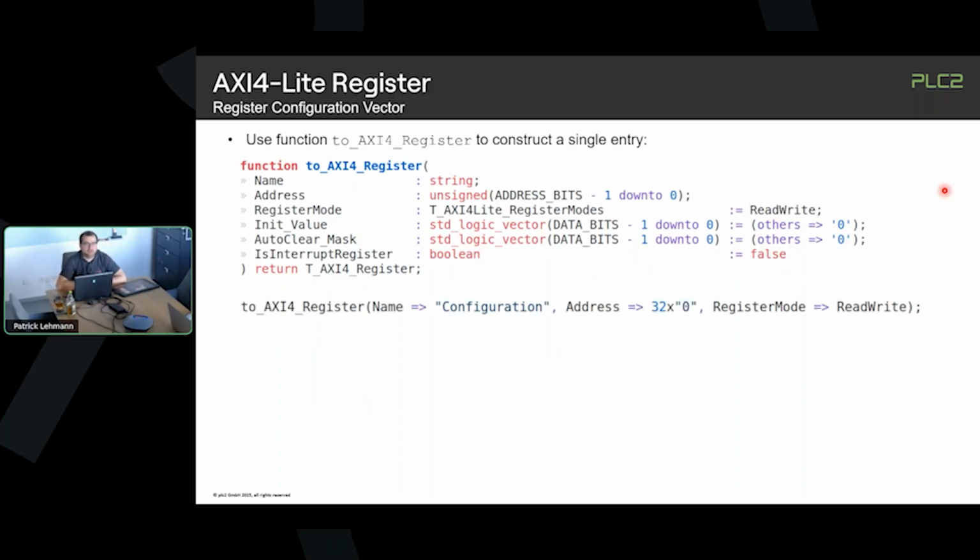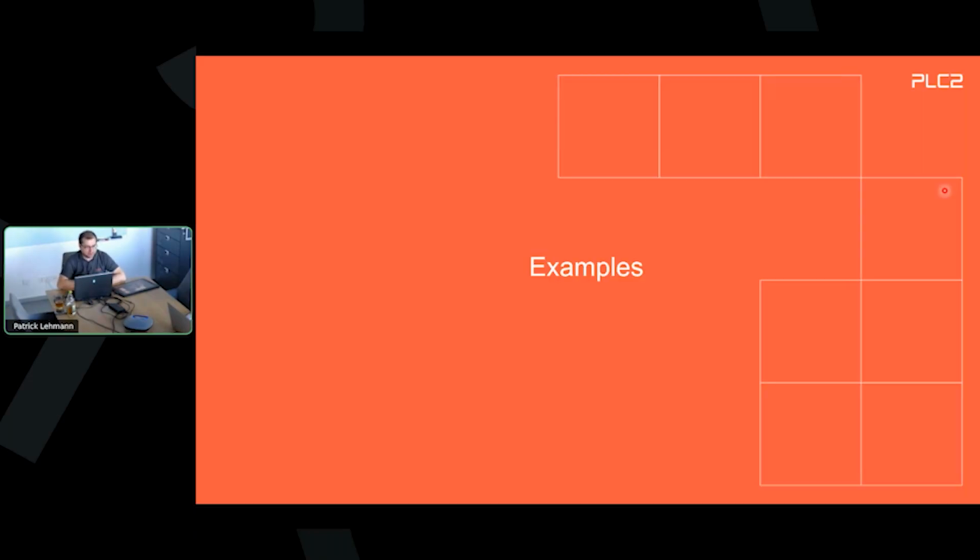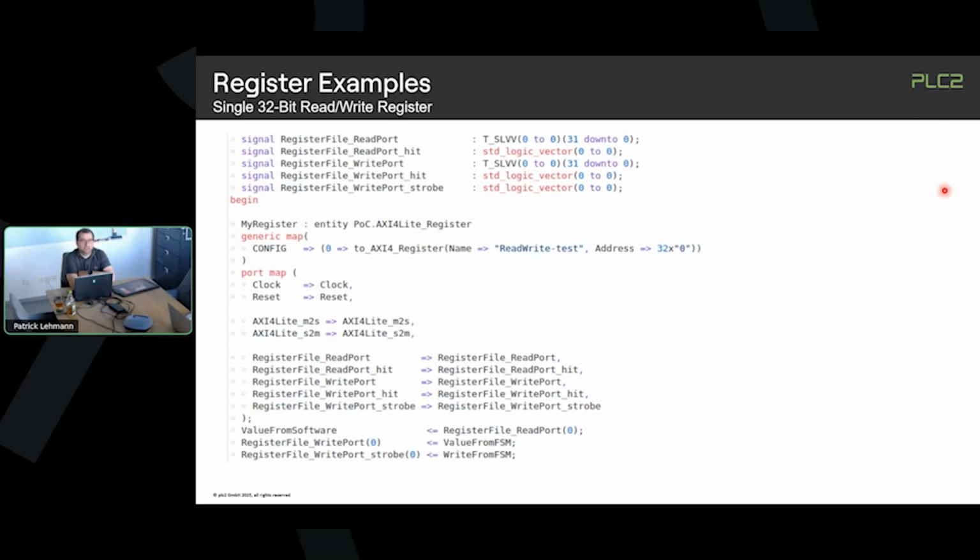So the easiest way to use it is to_axi4_register with a name, an address, and the mode, and that's it. That's all you need so far for configuring individual registers in there. Let's use the last few minutes for some simple examples. And as I said, next week we will dive further into more details.